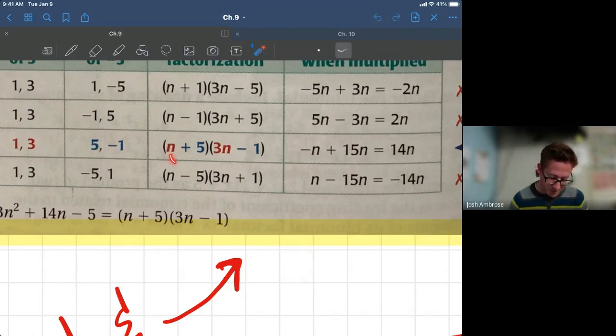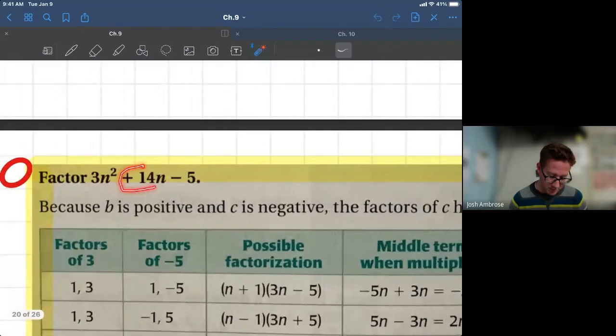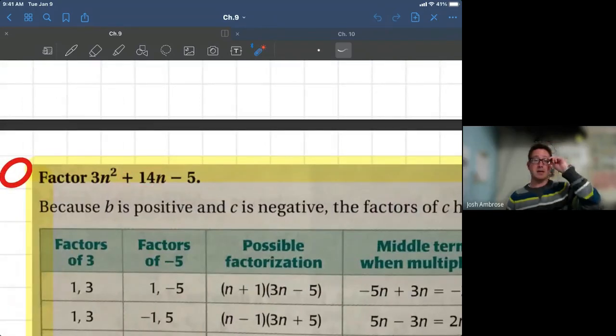That's going to make a positive 15. What does a positive 1 and a negative 1 make? That's going to make a negative 1. Think of this as 15 minus 1, giving us 14. And what did we want? Right there, we wanted a positive 14. So we're going to be doing that little double smiley face to check each of these problems.